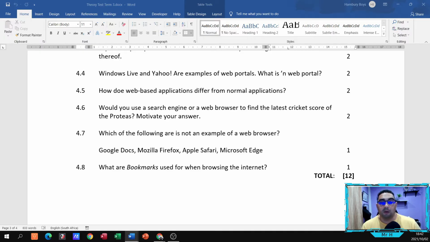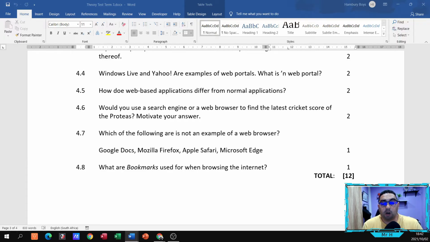Just if I look at the memo now, you could have put any one of the two in, but you must motivate correctly. So with the web browser, I can use it, but then I need to know the exact URL of where I'm going to get the score from. Alternatively, a search engine means I'm going to have to go and search for a site that will be able to give me the score. So just understand the difference between the two.